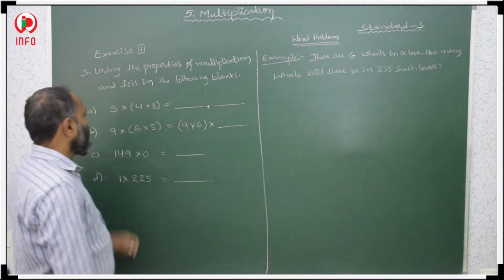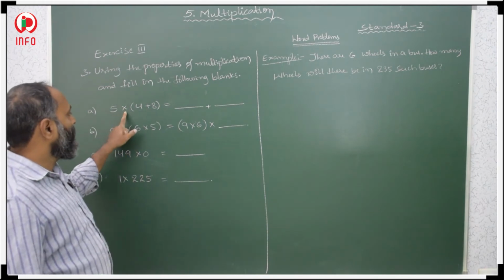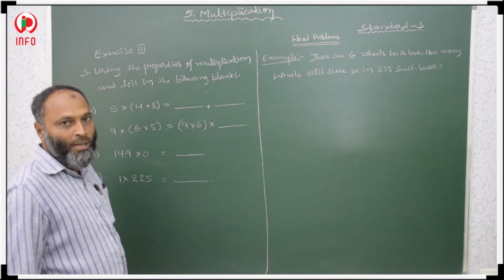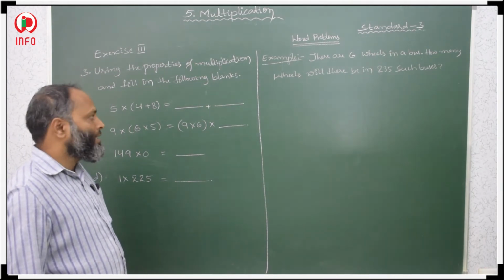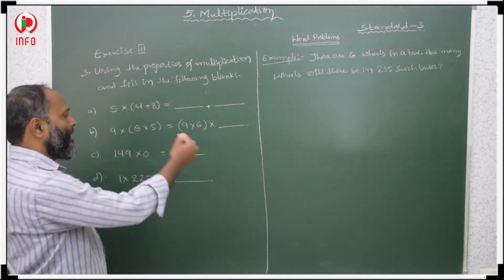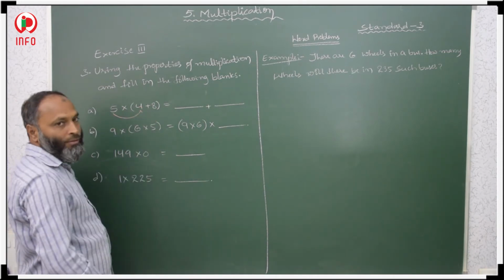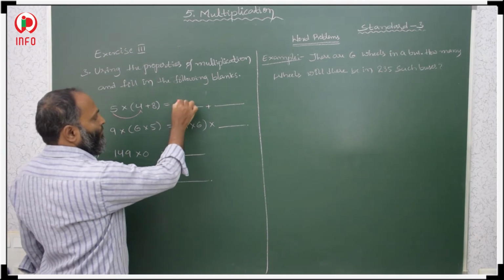Now, 5 into (4 plus 8). This is our distributive property. So what is the answer? First we have to multiply 5 with 4.